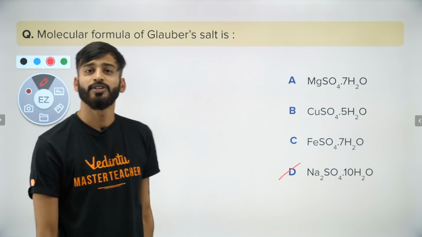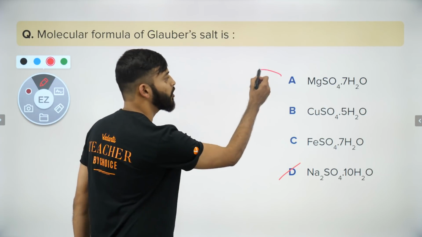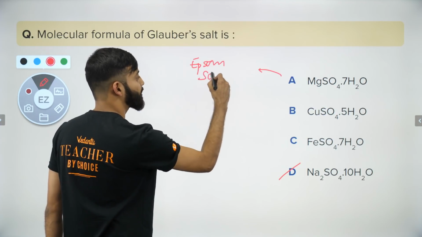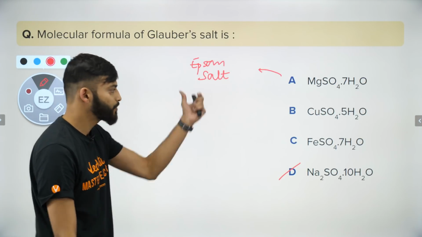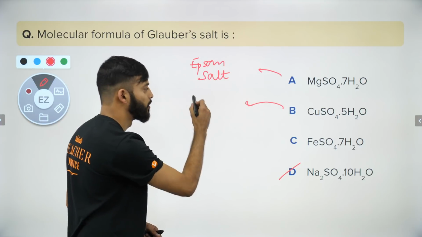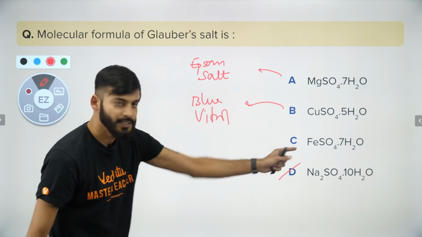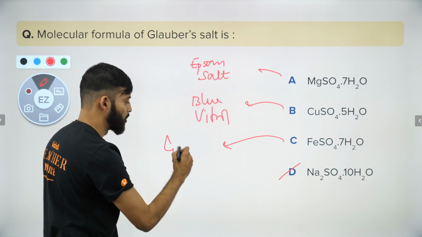Glauber's salt is Na2SO4.10H2O. Let us do all the salts. What is this salt? Your favorite, बच्चा लोग? This is nothing but Epsom salt. Please ये याद करना है. This is very very important. We have to remember all the names. This is Epsom salt. This is your favorite, blue vitriol. What about this? This is nothing but green vitriol.